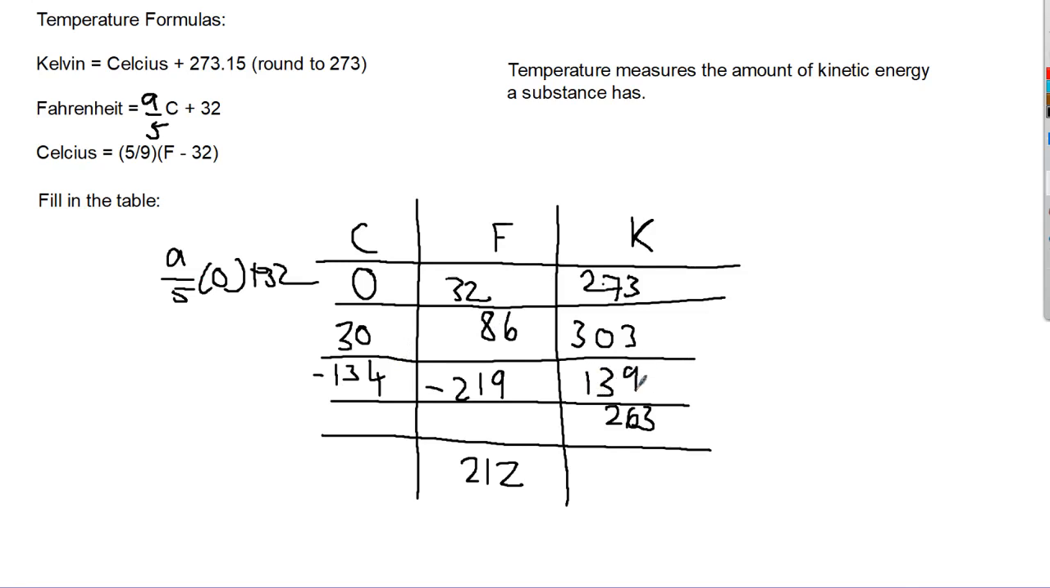139. 139 degrees Kelvin. 263 degrees Kelvin is negative 10 degrees Celsius, which is 14 degrees Fahrenheit. And I remember this, 212 degrees Fahrenheit is 100 degrees Celsius, which is 373 degrees Kelvin.